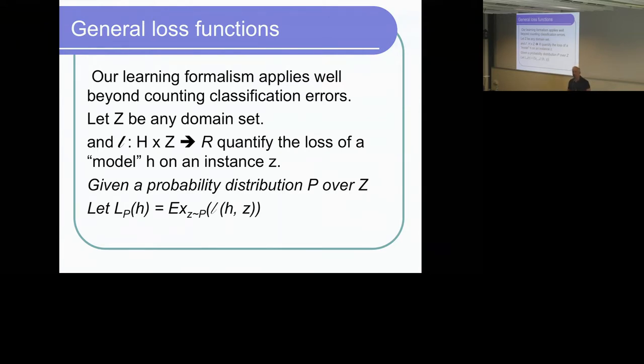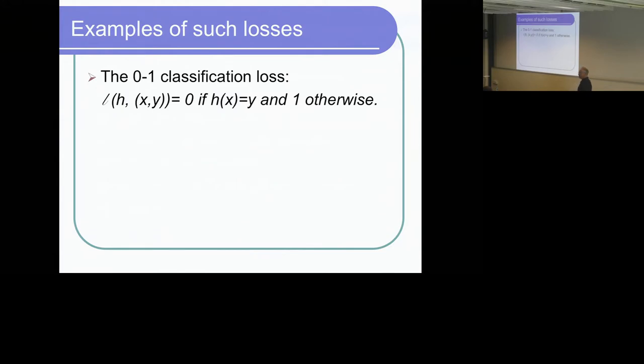So the step I made here is I replaced the loss that was saying just mistake or no mistake with a general notion of loss. And the general notion of loss gives me a score of how good the model is for this point, and I want to optimize the expected score. Now, this situation can really reflect many more realistic scenarios.